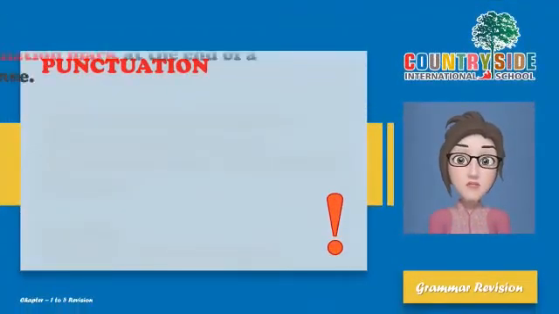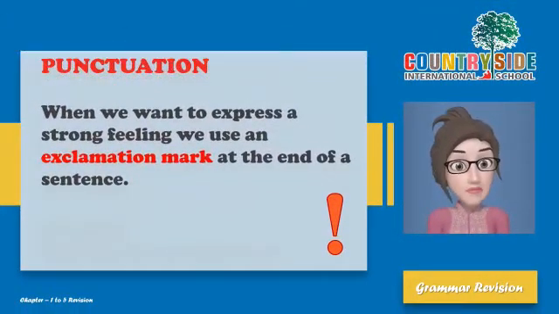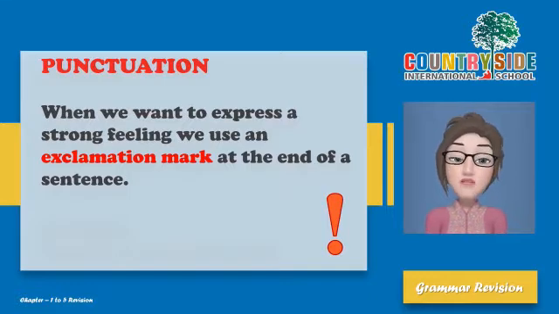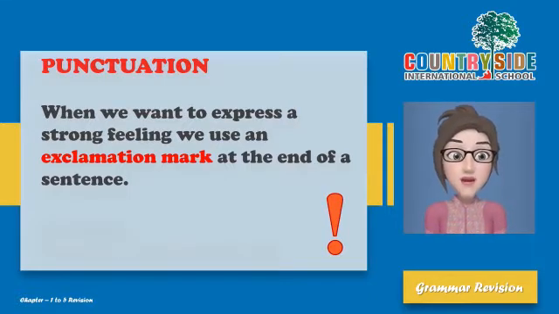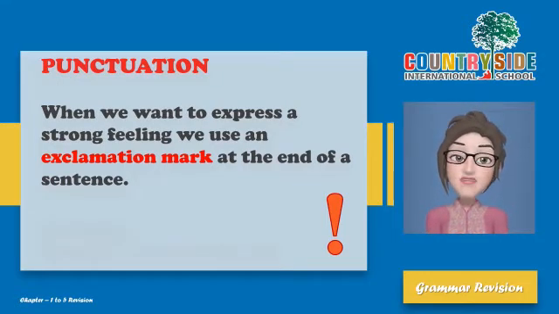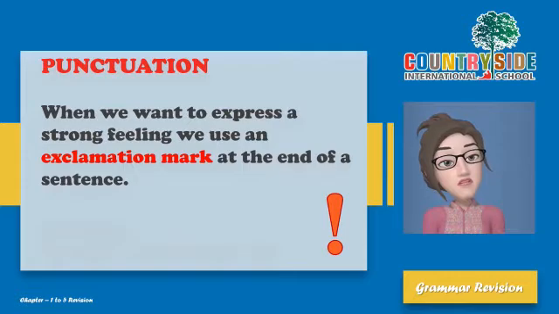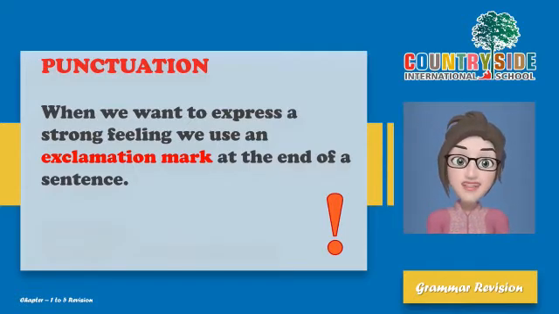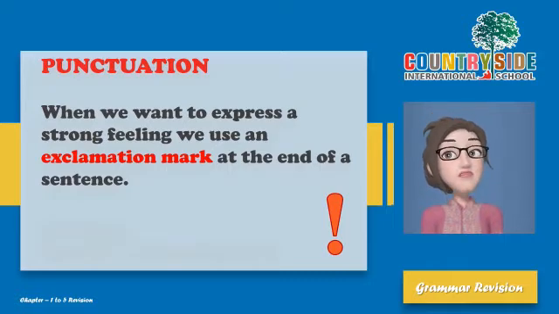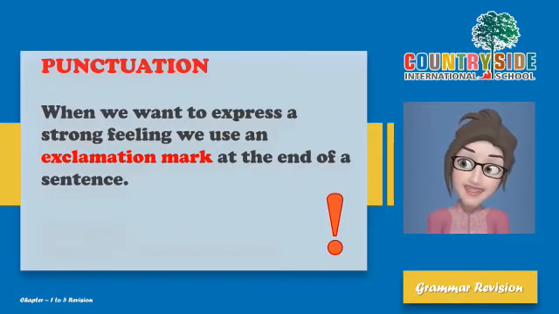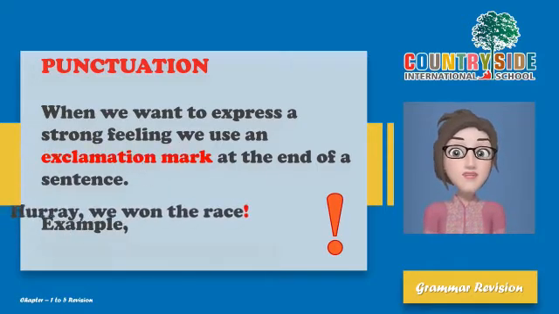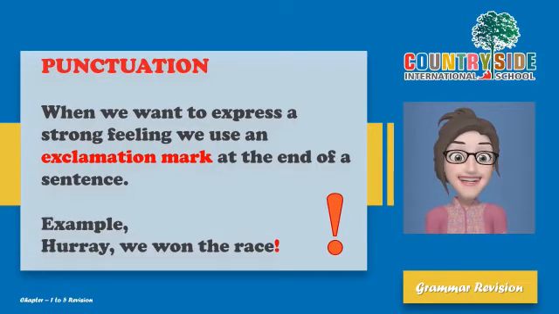When we want to express a strong feeling, what are strong feelings? When we are very angry, when we are very happy, when we are very sad. Such type of feelings, when we express in a sentence, we put an exclamation mark at the end. See the example? Hooray! We won the race!